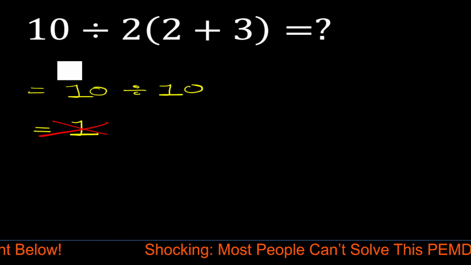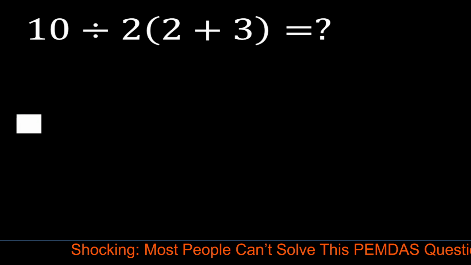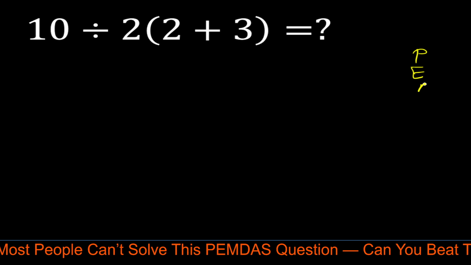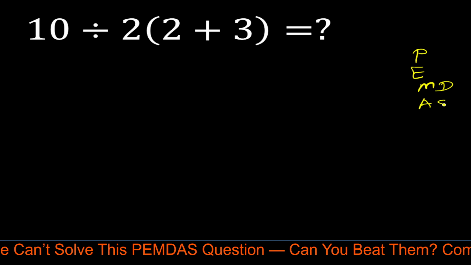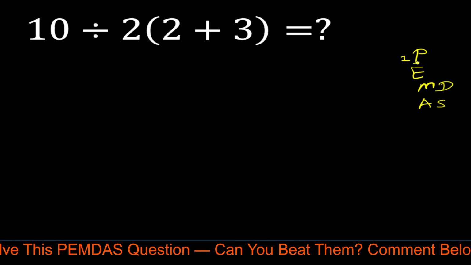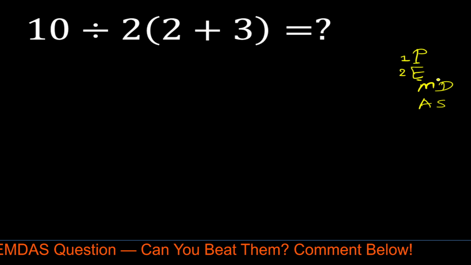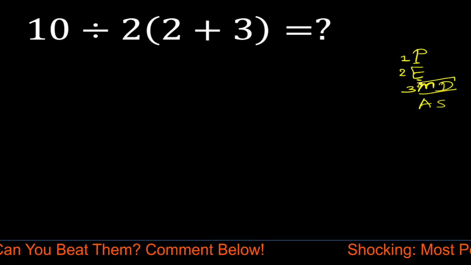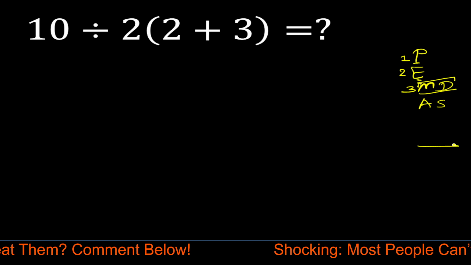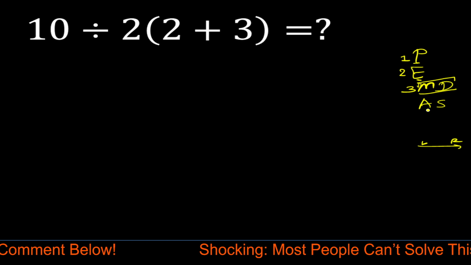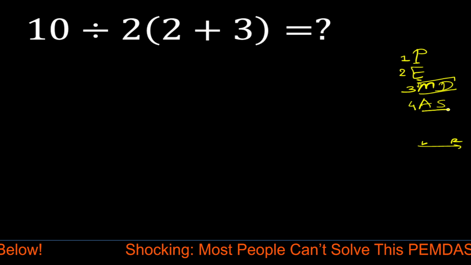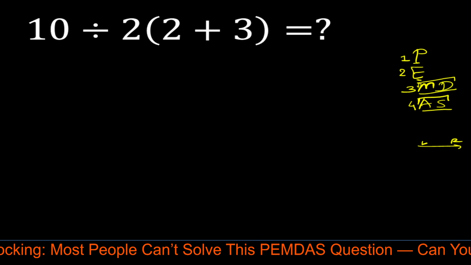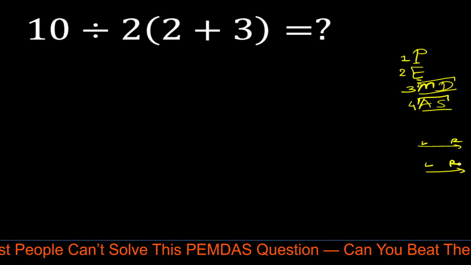So now let's solve this problem correctly by using the PEMDAS rule. PEMDAS: P, E, M, D, A, S. According to PEMDAS, first priority is parentheses, then second priority is exponents, then third priority is multiplication and division. Here multiplication and division both have equal priority, so we have to solve it from left to right. And fourth and last priority is addition and subtraction. Also addition and subtraction both have equal priority, so we have to solve it from left to right.